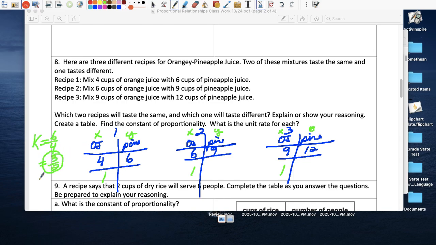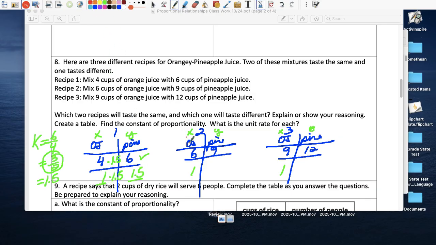So 3 over 2 or 1 and a half. So 4 times 1 and a half is 6. Yes, it is. So now I can use that for the unit rate. So what happens if I have 1 cup of OJ? Well, I'm going to multiply that 1 by 1 and a half. And that means I need 1 and a half cups of pineapple. So that's my unit rate here.